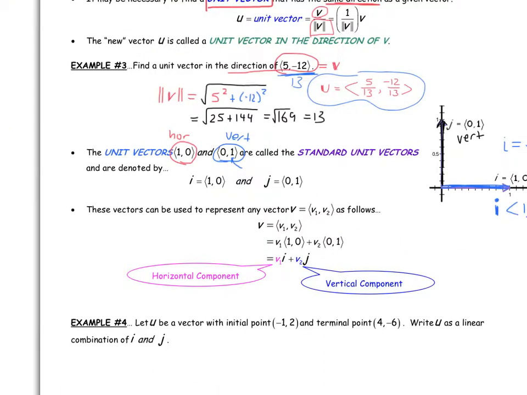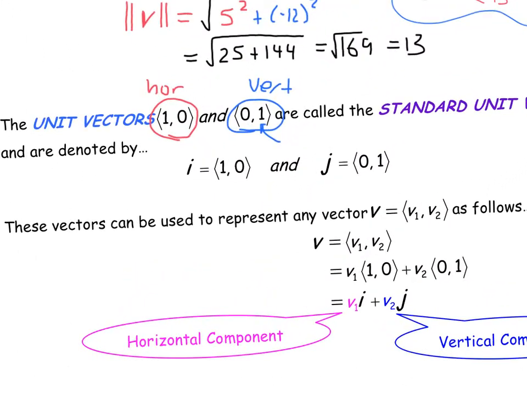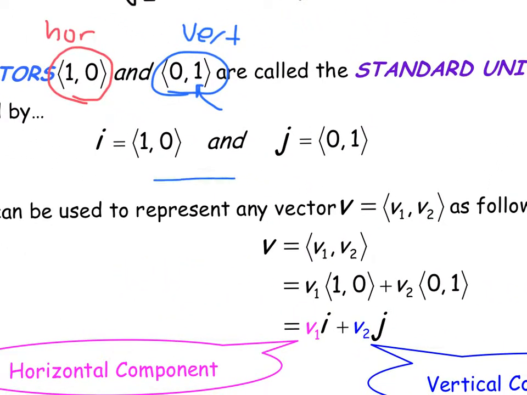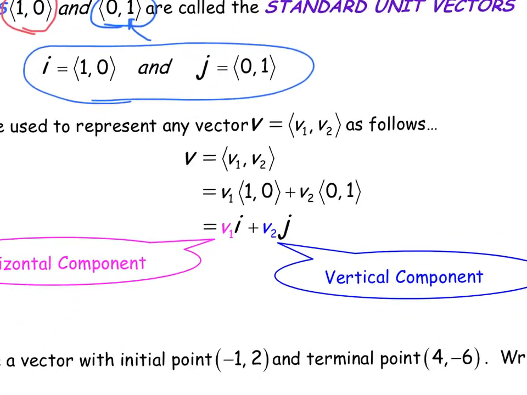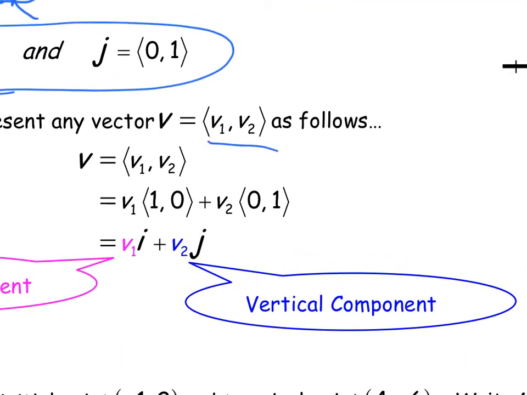So now that we've defined i and j, and they're denoted as follows here, we can take any old vector and we can split it up. Notice that the v1 is going to attach itself to the horizontal unit vector, the i. And notice that v2 is going to attach itself to the vertical unit vector, and we call that j.